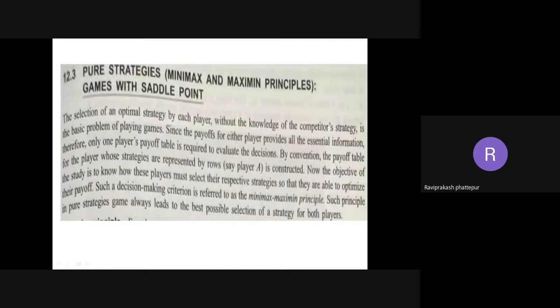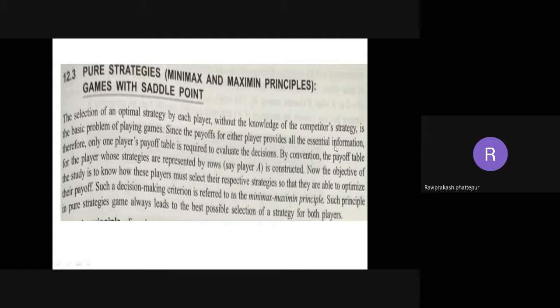Now, pure strategies, minimax and maximin principles, games with saddle point. Here the selection of an optimal strategy by each player without the knowledge of the other player is the basic problem of playing games. If we already know what the other person is doing, we can take the countermeasure. But the game is played with the point that what the other person is doing is not known to us. Since the payoffs for either player provide all the essential information.